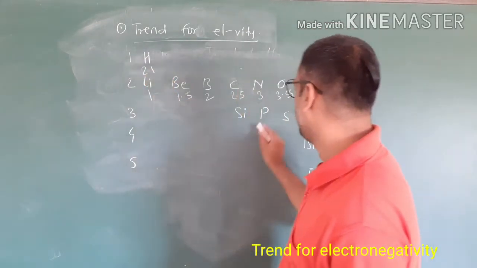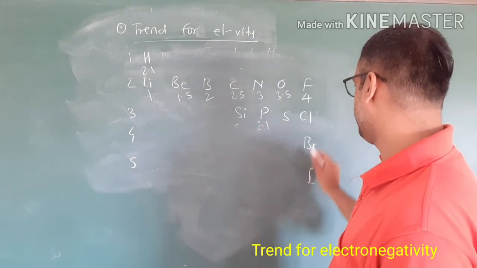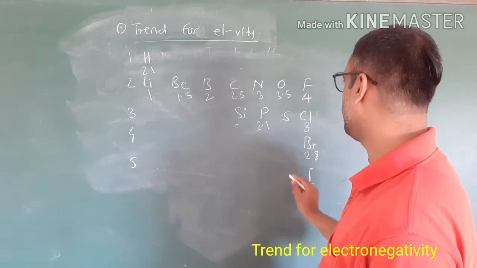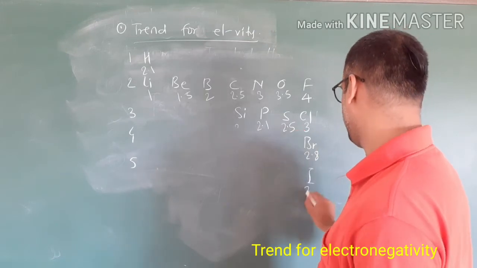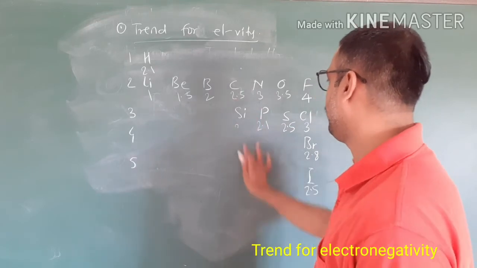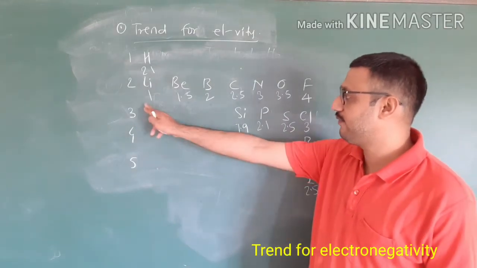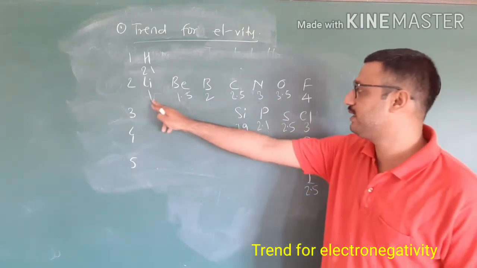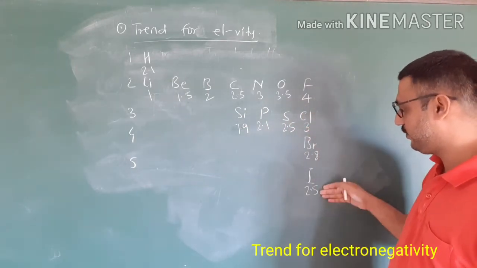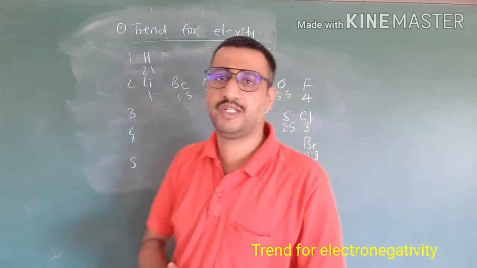Hydrogen 2.1, phosphorus 2.1, then chlorine 3, bromine 2.8, 2.5 for sulfur, 2.5 for iodine, 2.5 for carbon, and 1.9 for silicon. See what we said: left to right electronegativity increases. So from lithium to fluorine electronegativity increases, and from fluorine to iodine electronegativity value decreases. These are some important electronegativity values I gave.